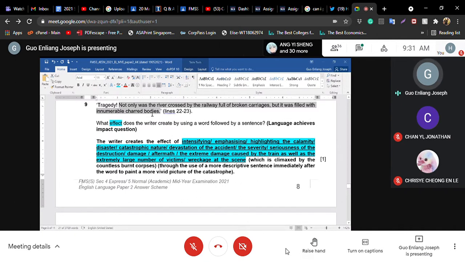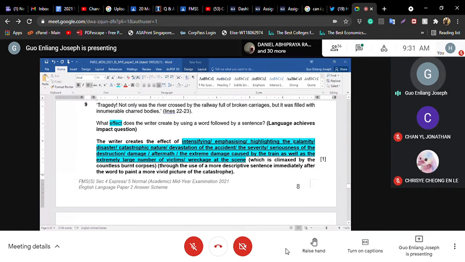So what is the second sentence about? It is about the description of the tragedy. In what way was it a tragedy? You have full or broken carriages filled with innumerable charred bodies. So this is why it is a tragedy. So it's describing, elaborating, or emphasizing the calamity, which is a very vocab of tragedy.